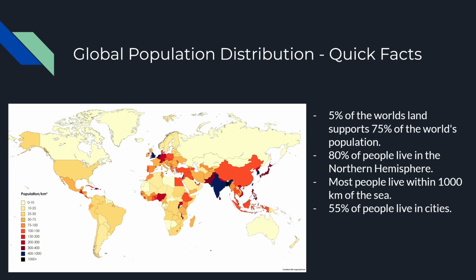And last but not least, 55% of people live in cities. Now, this is actually quite a good statistic to look at, because it shows that nearly half of the world's population don't live in cities, which again just shines the light on the communities that we don't see as much represented in the news or in the media that don't live in cities. But yeah, 55% of people live in cities.